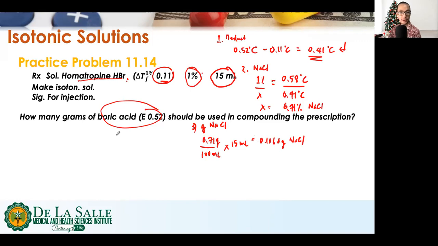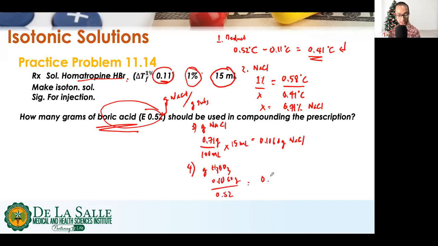Now, we don't have sodium chloride. We have boric acid instead. So remember that the E value is the gram of sodium chloride per gram of the substance. So we can compute for number 4, the grams of boric acid. The grams of boric acid is 0.1060 gram divided by 0.52. So this will be equal to 0.2039 gram of boric acid.